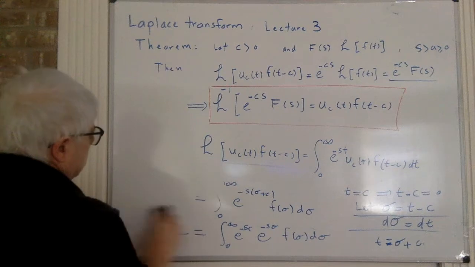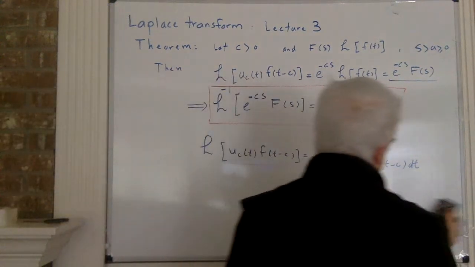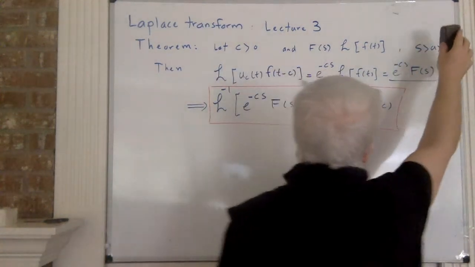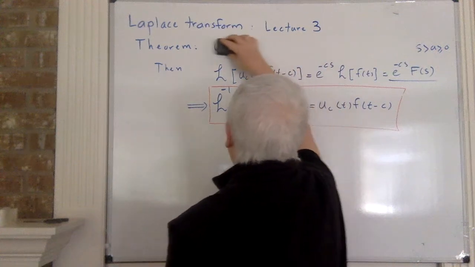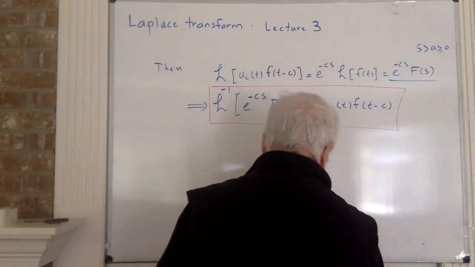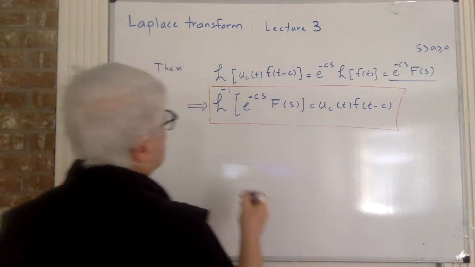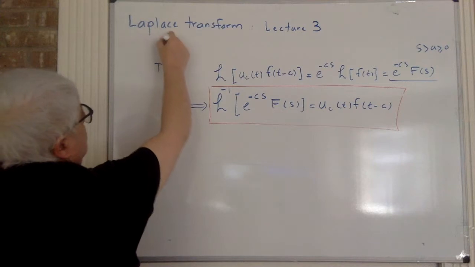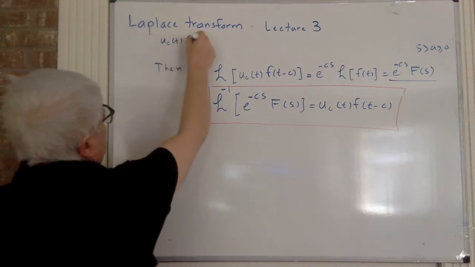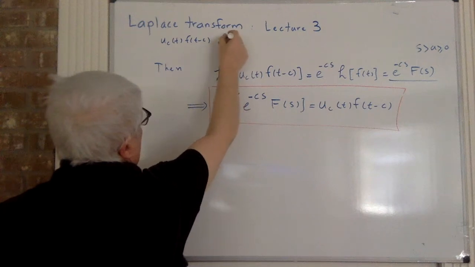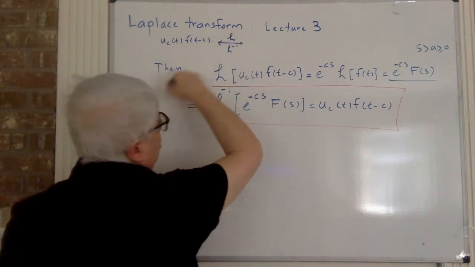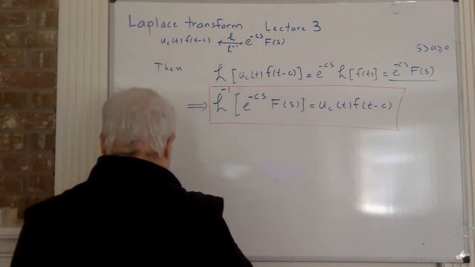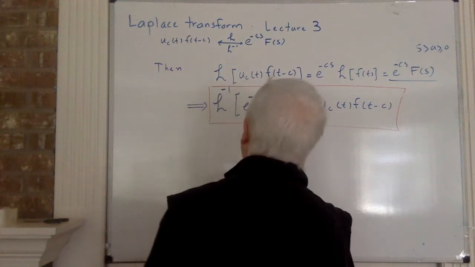Let me erase this and write this somewhere up here, so I can refer to that. So u_c(t) f(t minus c), and L inverse goes to e to the power minus cs F(s).